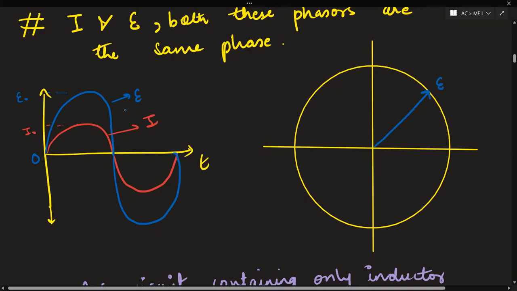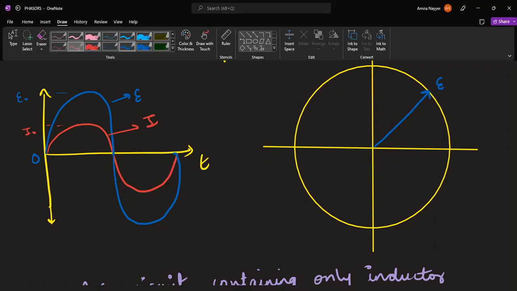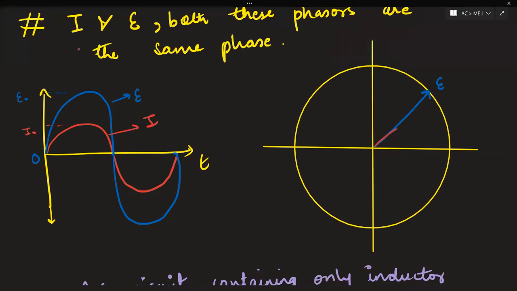See, this is EMF, the value of EMF. So current will be where? Since there's no phase difference, current will also be overlapping. This will be current, and there is no phase difference between them. This can be easily understood by this phasor diagram. That's the use of phasor diagrams.